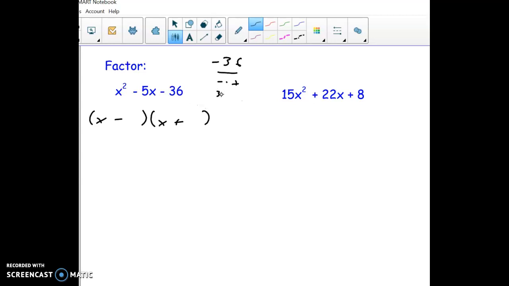So, you can do 36 and 1, 18 and 2, and you can keep going if you want, but I only do this if I'm really stuck. I go in order, right? Like 3 and 12, 4 and 9, and then finally I found the pair that works, right? Technically 6 and 6 works, but 4 and 9 should work if I do -9 and +4.